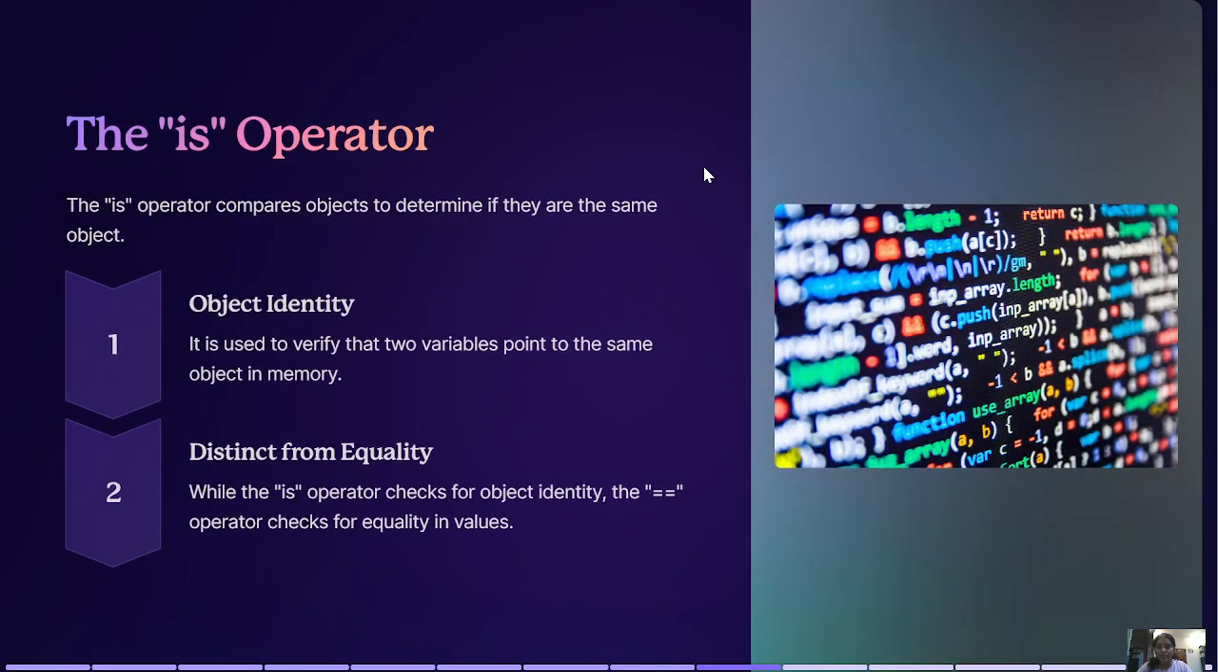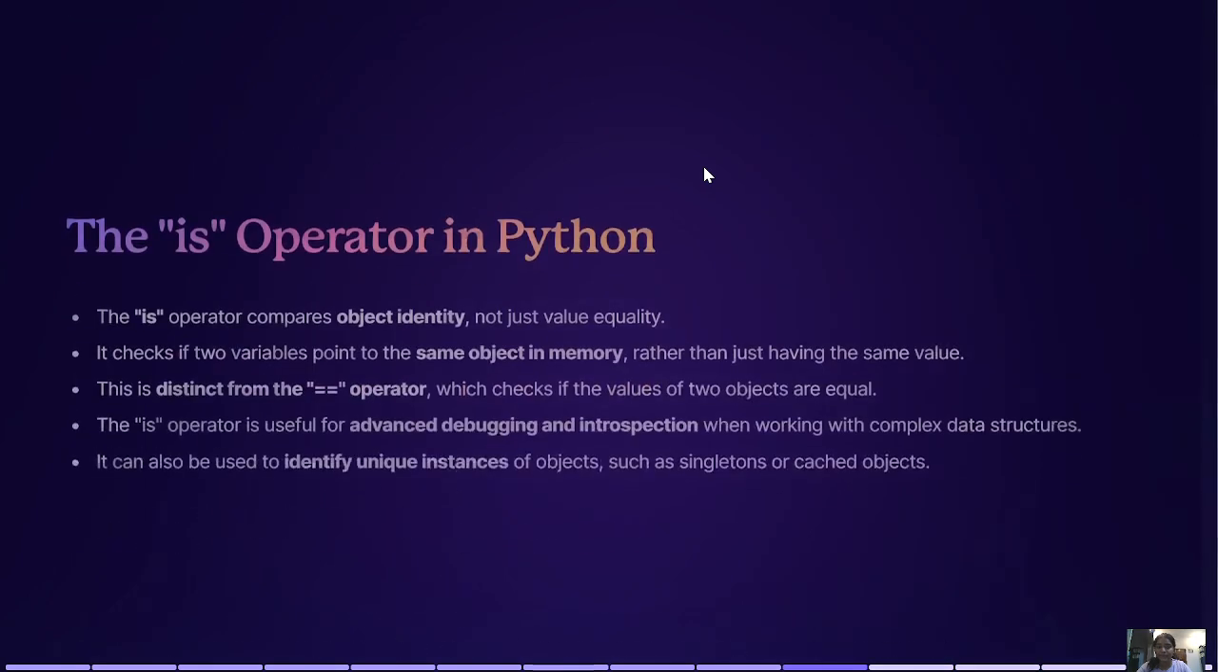Coming to the is operator. The is operator compares objects to determine if they are the same object, as object identity. It is used to verify that two variables point to the same object in memory, distinct from equality. While the is operator checks the object identity, the equal to operator checks for equality in values.